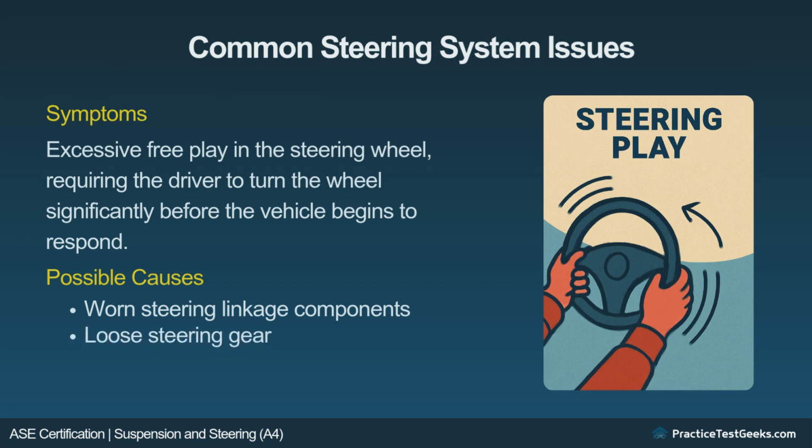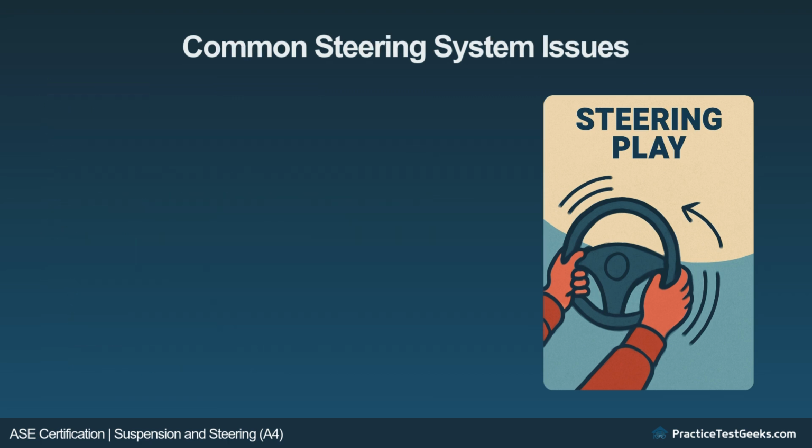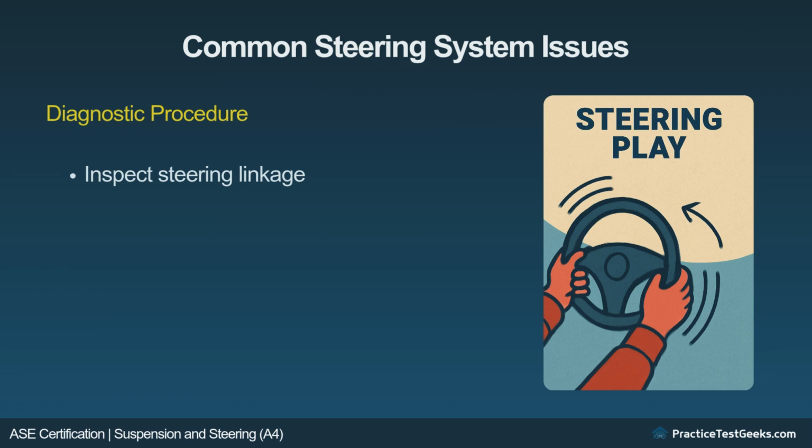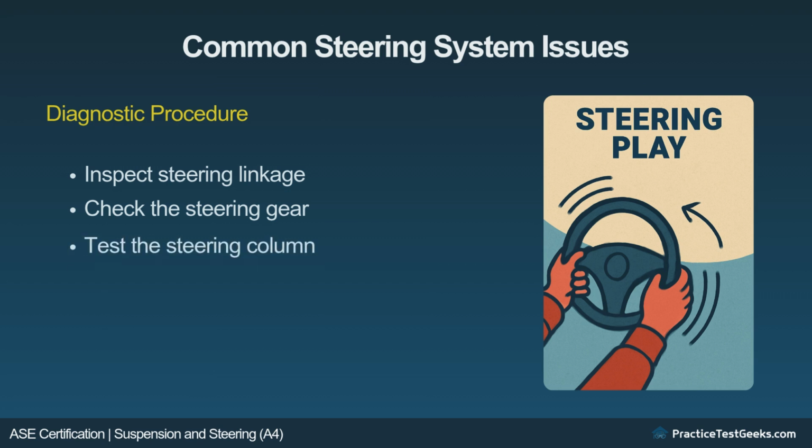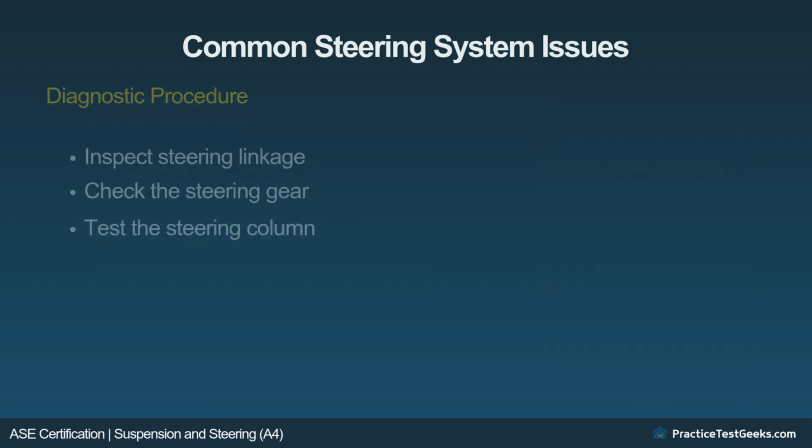Loose steering gear. If the steering gear is not properly tightened or is worn out, it can cause play in the wheel. Damaged steering column. Worn or damaged steering column components can also contribute to play in the steering wheel. Diagnostic procedure. Inspect steering linkage for worn or damaged parts, such as tie rods, pitman arm, and idler arm. Check the steering gear for play by moving the steering wheel and observing the response at the wheels. Test the steering column for any loose components.